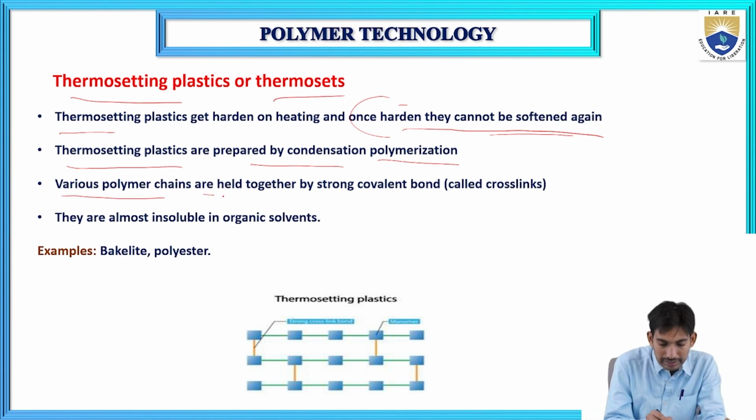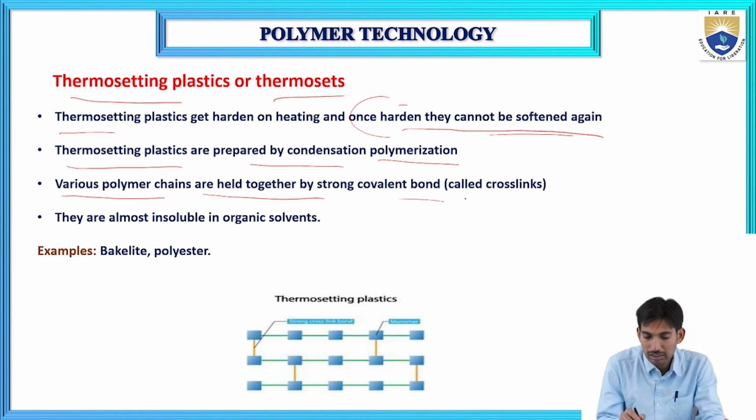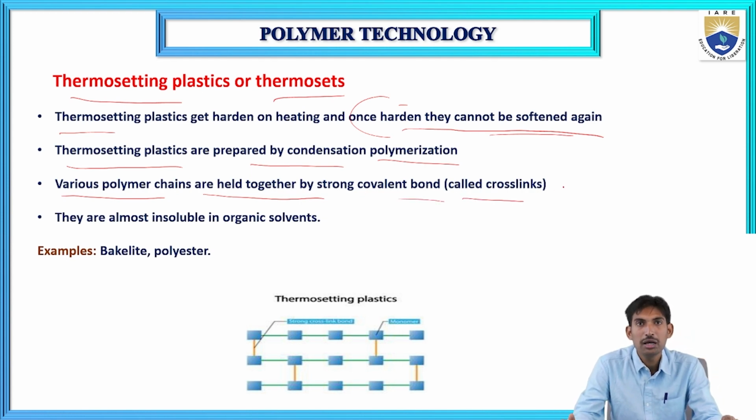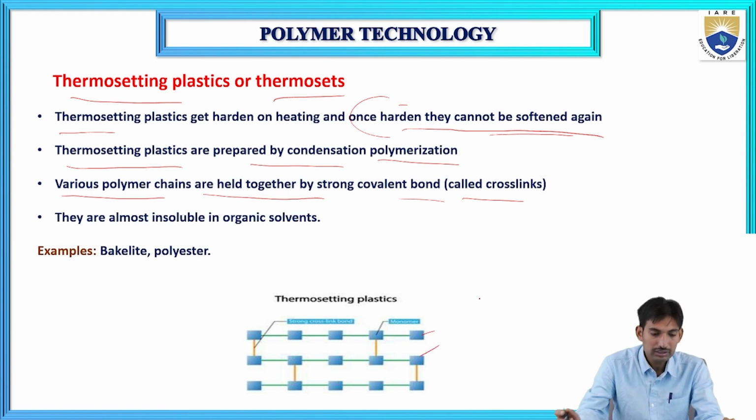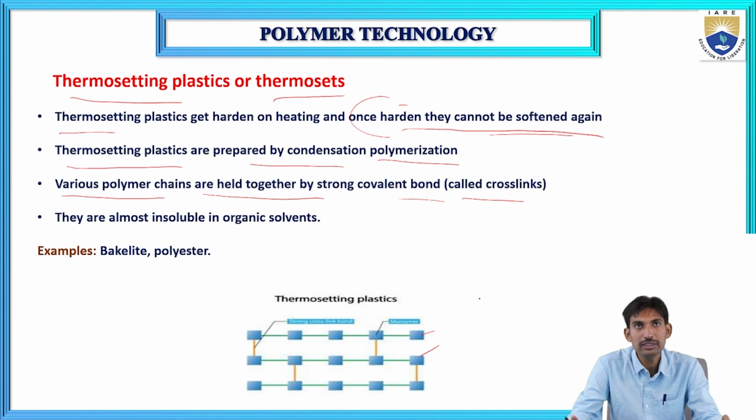Various polymer chains are held together by strong covalent bonds called crosslinks. See, the two chains in thermosetting plastics are held together by strong covalent bonds. In thermoplastics, two chains are held together by weak van der Waals forces, but in thermosetting plastics, they are held together by strong covalent bonds called crosslinks.